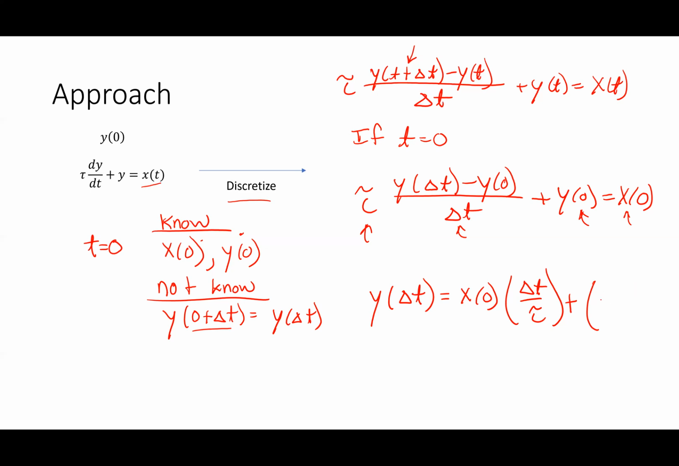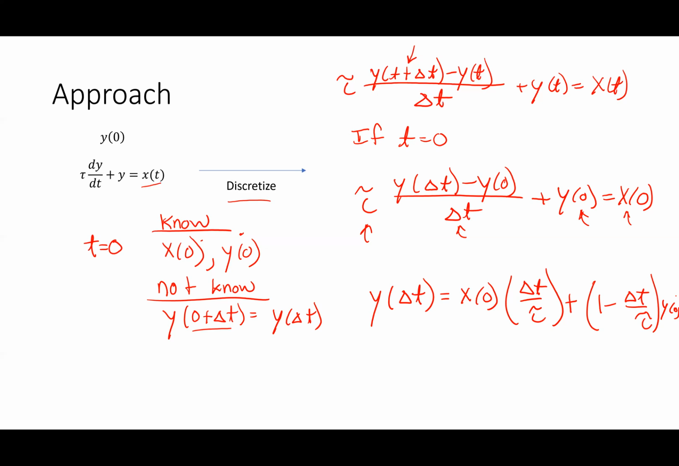I should be 1 minus delta t over tau times y of 0. All right. In other words, if I tried to rearrange this and solve it, you don't need to sit and watch me go through the algebra on that. That's basically what it works out to be.